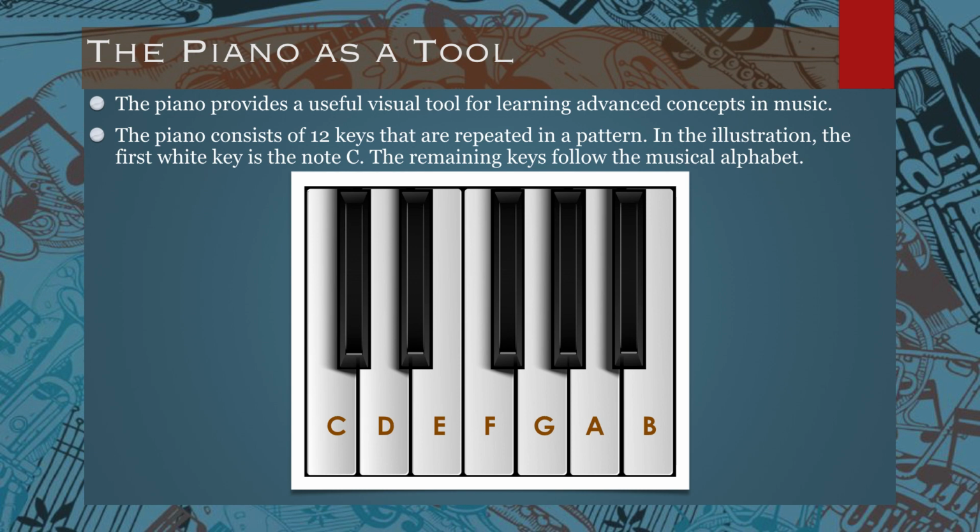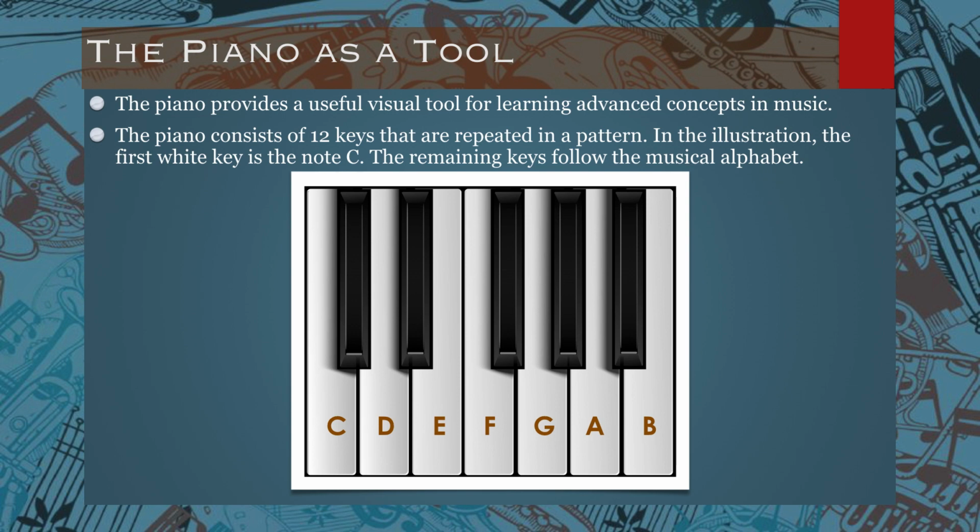The piano consists of 12 total keys. These keys are going to be repeated in a pattern. In the illustration below, you'll see the first white key is the note C. The remaining keys follow the musical alphabet. Now the black keys have names too, but that's a more advanced topic we're going to get to later. What I want you to pay attention to right now is notice how that first note on the piano is C, and then it goes all the way up to B.